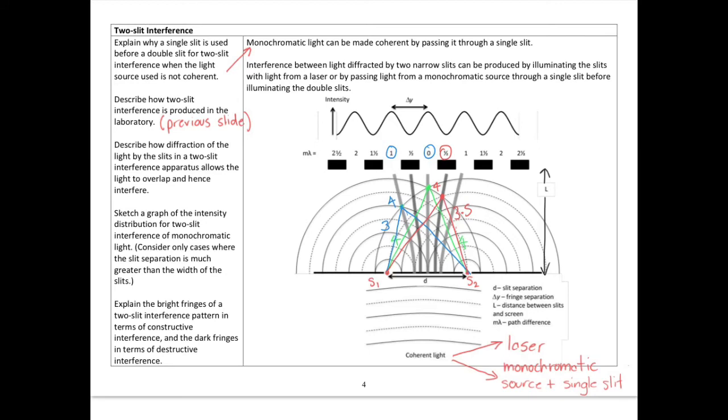So hopefully you can see how that relates to what we just talked about, and these areas of constructive and destructive interference set up the pattern that we can see.